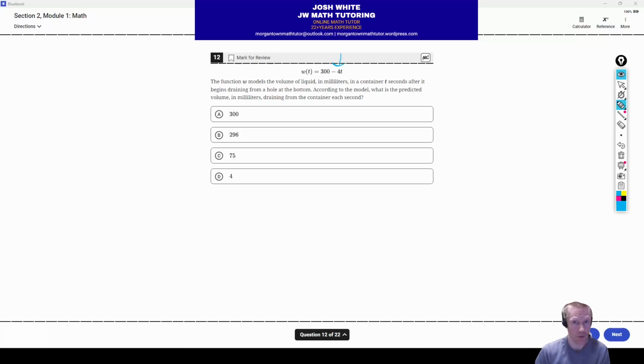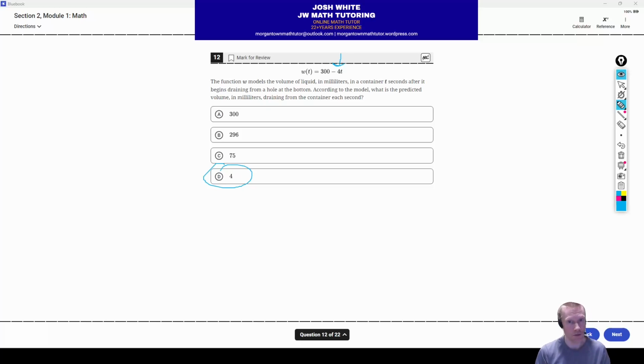Technically, it's negative 4 because it's reducing the amount of liquid. But they say here, according to the model, what is the predicted volume draining each second? So the answer to this is just 4. In other words, it's just how much the volume in the container is reducing by after each second. And you just notice that, well, it's going down by 4.